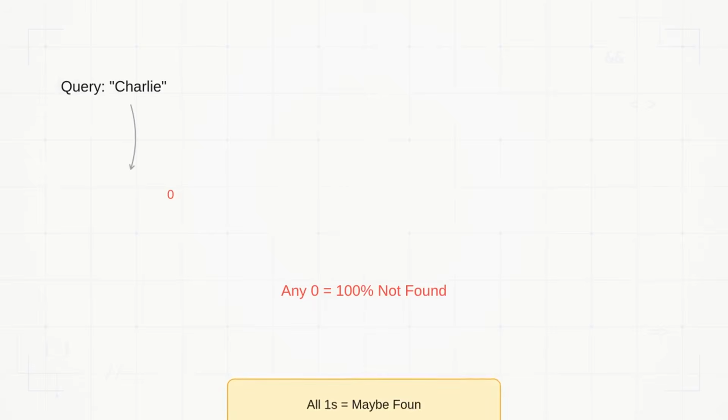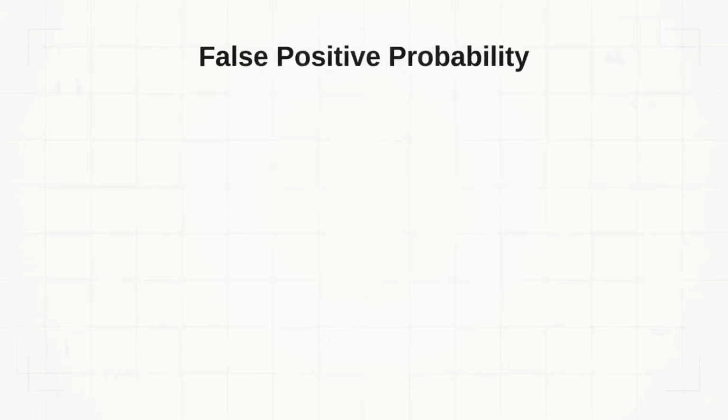However, if all the bits are already set to 1, the filter returns yes. But wait, did we actually add Charlie? Or did a combination of Alice, Bob, and Dave happen to flip those specific bits already? Because we can't tell the difference, we must treat a yes as a maybe and proceed to check the actual database. False positives are the price we pay for efficiency.